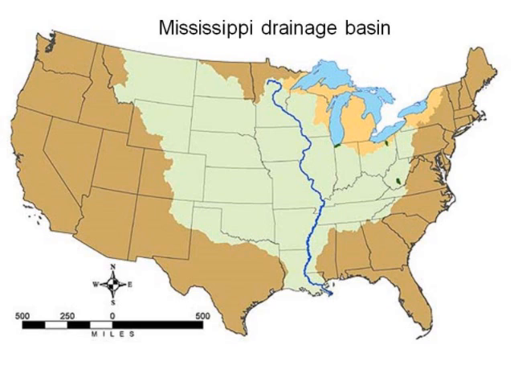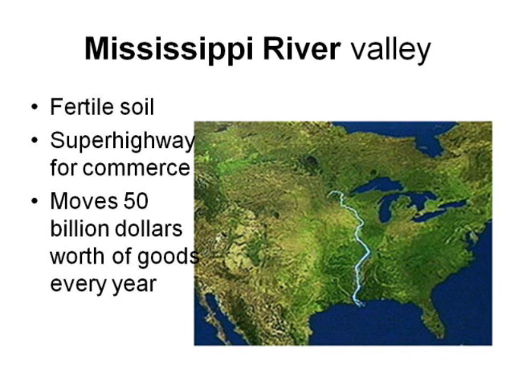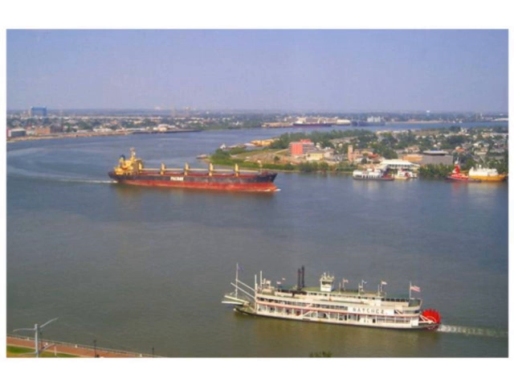The Mississippi drains all the rain and snow that falls across the middle of the country. The Mississippi River basin provides fertile soil for agriculture, and the river carries 60% of United States grain shipments, 22% of oil and gas shipments, and 20% of coal shipments.